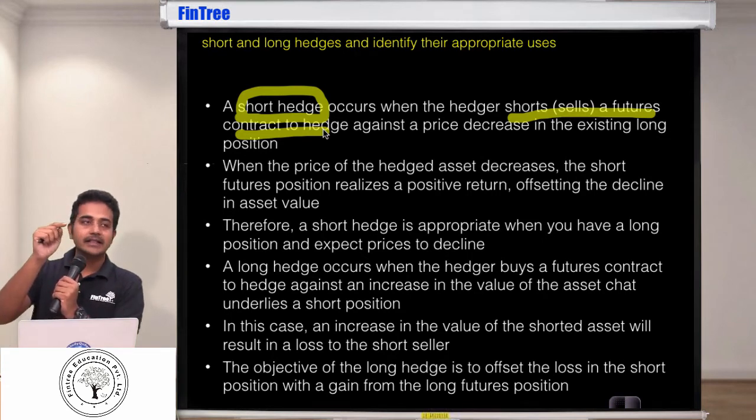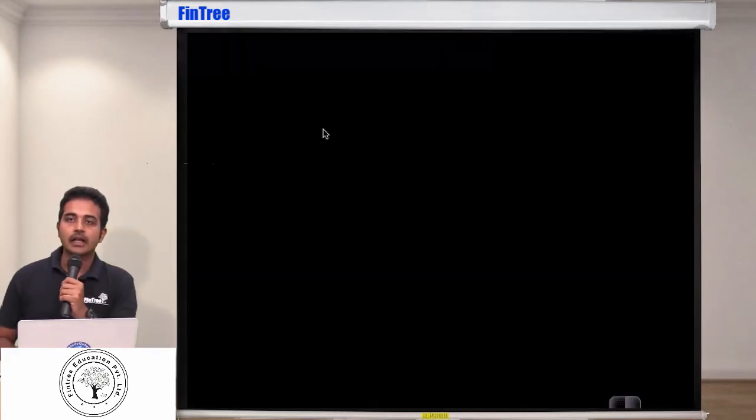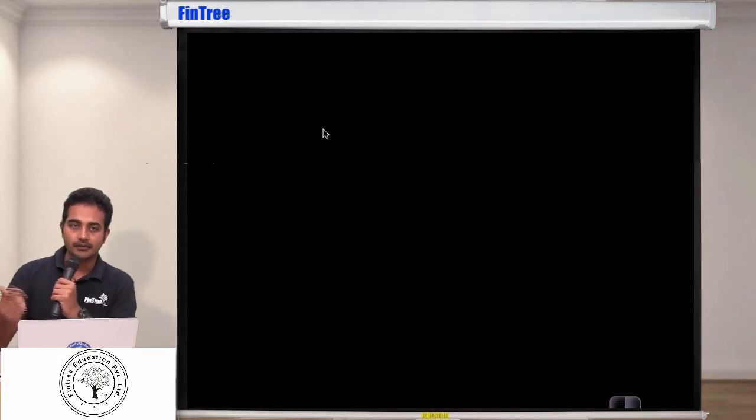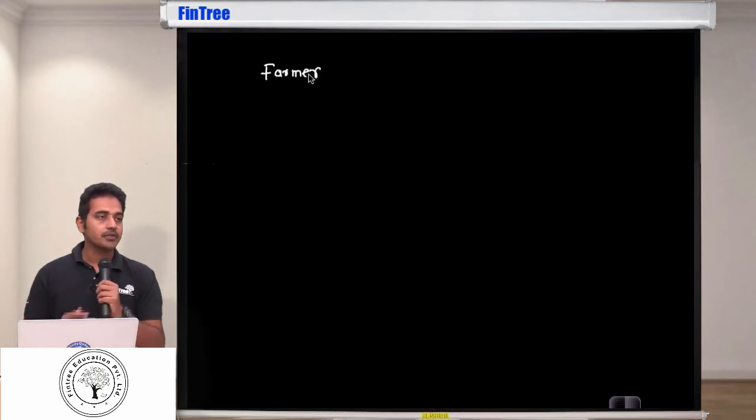Below that you will say, that is, i.e., natural long position on underlying asset. Yes, a farmer. So Ashish says that a farmer will have a natural long position on the underlying asset.